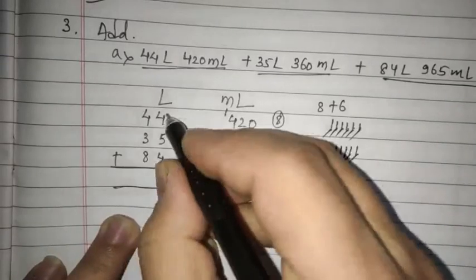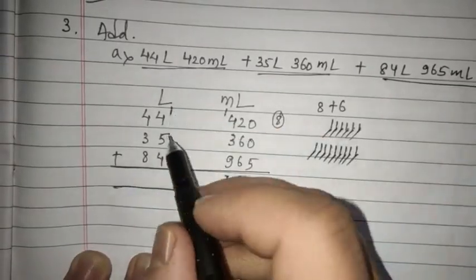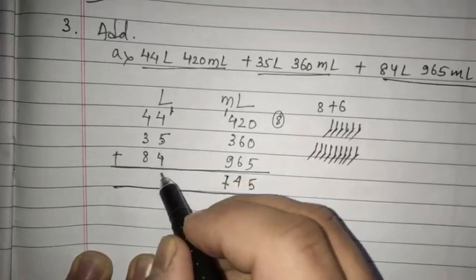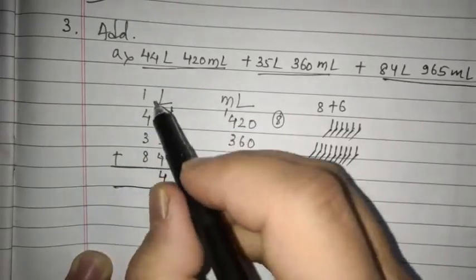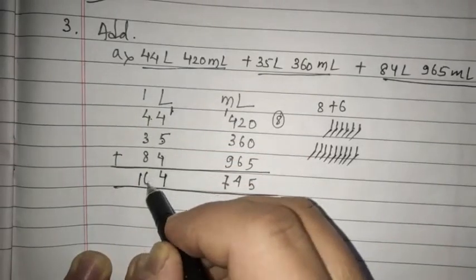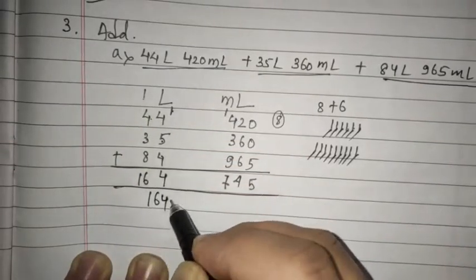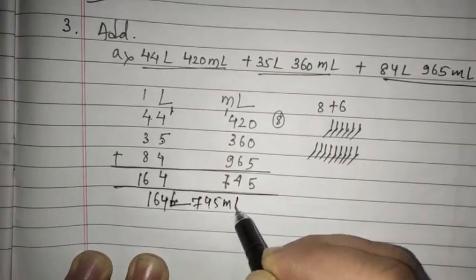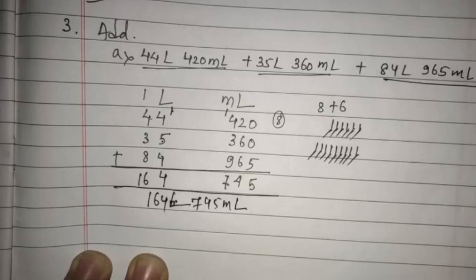Yes. Now 1 in hand. Now 1 plus 4 is 5. 5 plus 5 is 10. 10 plus 4 is 14. 1 in hand again. 1 plus 4 is 5. 5 plus 3 is 8. And 8 plus 8 is 16. So your answer is 164 liter 745 ml. Alright children, I hope you have understood this very well. Yes. So let's proceed to part B.